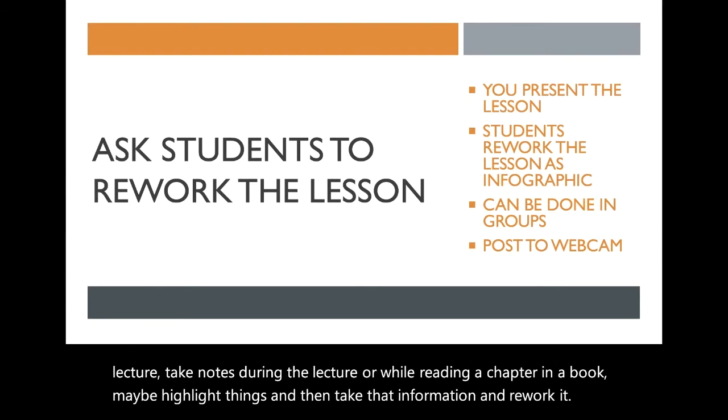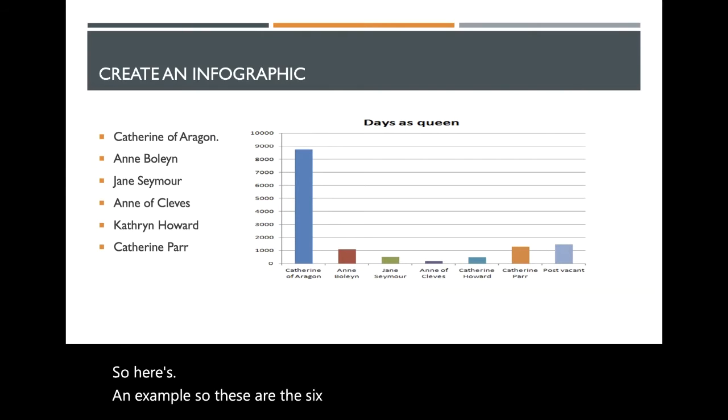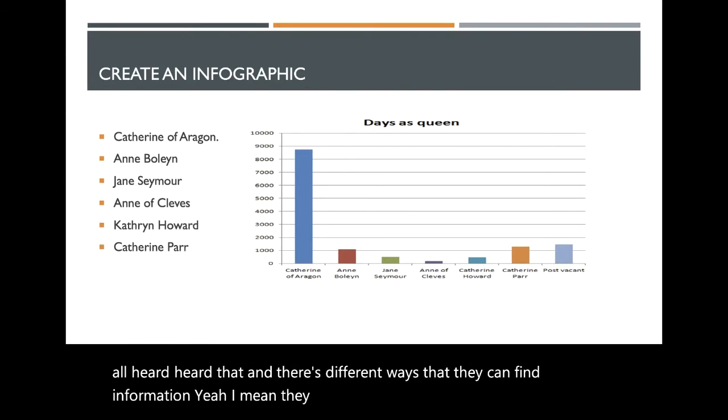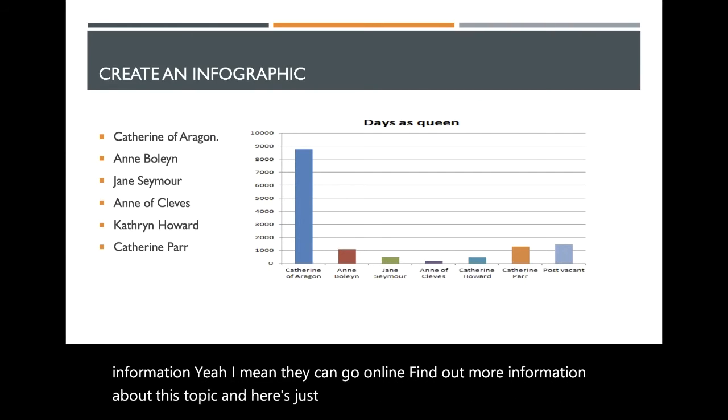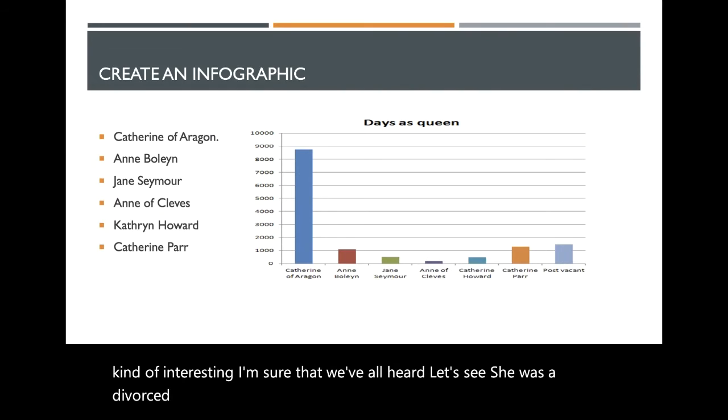So here's an example. These are the 6 wives of Henry VIII. We've all heard that. And there's different ways that they can find information. They can go online, find out more information about this topic. And here's just an example of an infographic. This one's kind of interesting. I'm sure that we've all heard: divorced, beheaded, died, divorced, beheaded, survived. That's one way of looking at this information.